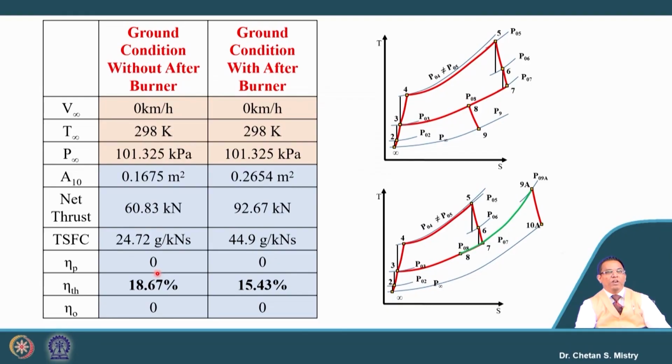Here in this case, if we look at the thermal efficiency for the ground condition, it is 18.67, and when we are having the afterburner, this efficiency will be 15.43%, and these two are representing the cycle analysis. So, here we are stopping with the discussion for mixed configuration, and we are ending this week's discussion dedicated to the 3-spool configuration and mixed flow configuration with and without afterburner.